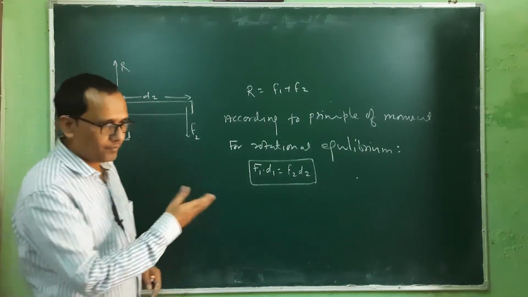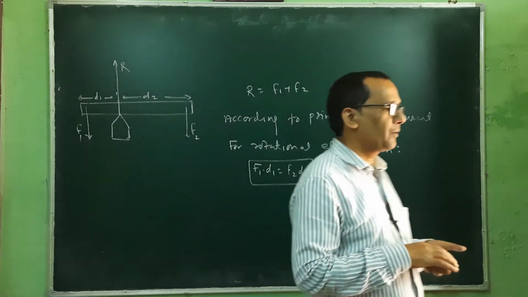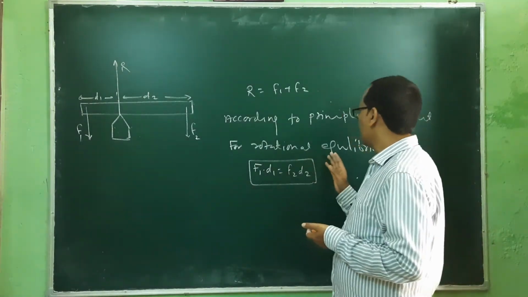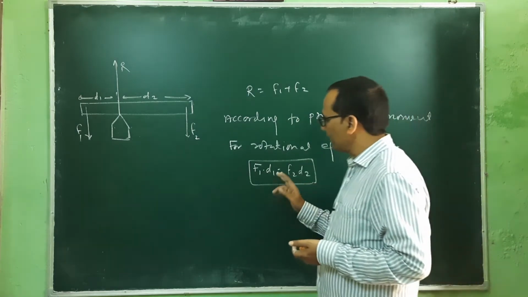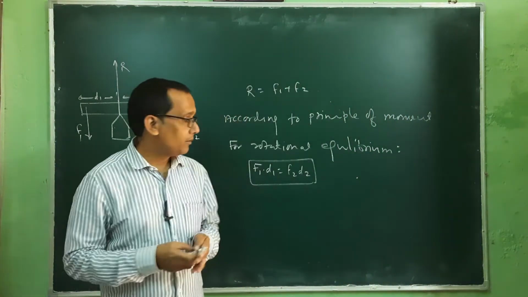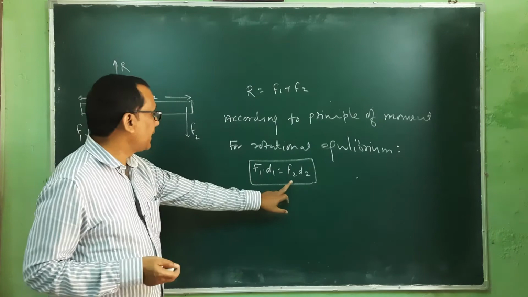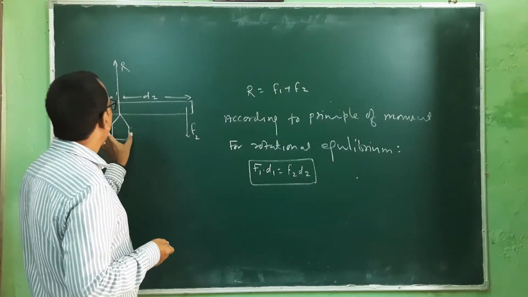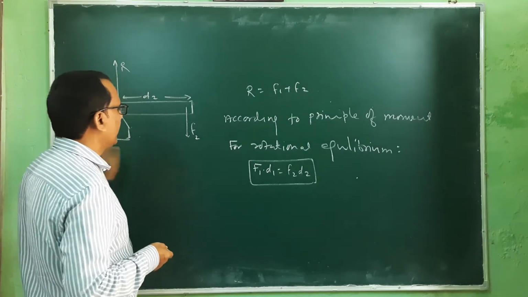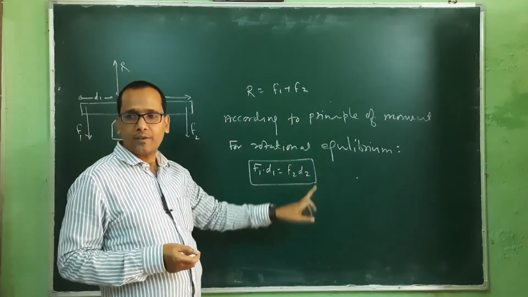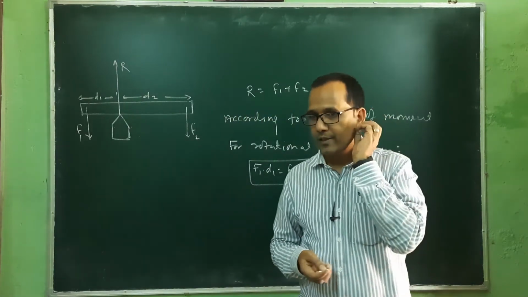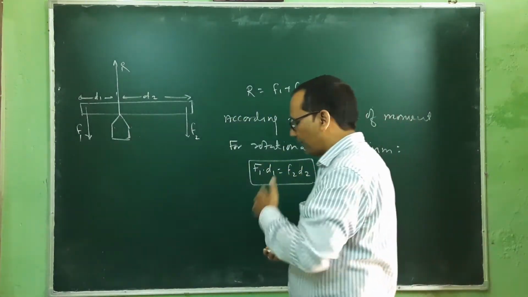So this relation will help you to solve some numerical problems. In order to maintain rotational equilibrium, this is known as the principle of moment, where F1 and F2 are the forces applied here, and this is the hinge, and this supporting R is equivalent to F1 plus F2, one equation. This is the second equation. One can calculate the forces and positions by applying different conditions.